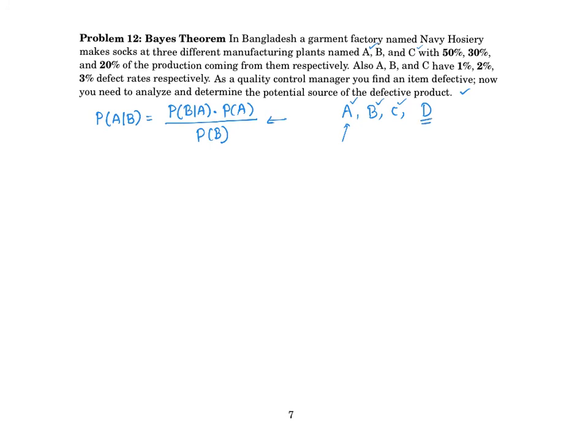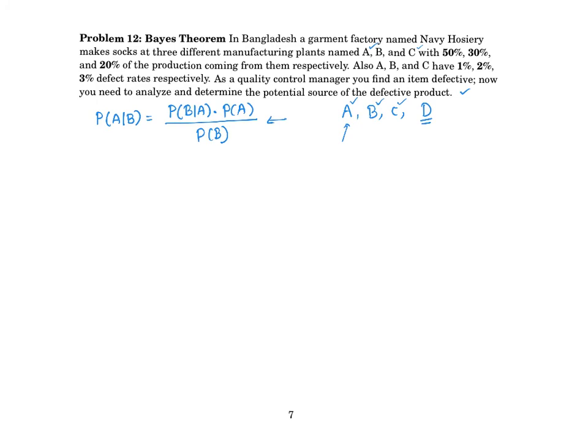And D is the event that you randomly select an item, it is defective. Okay, so these are the events. So as a quality control manager, you pick one item randomly, let's say, and you find that it is defective. What are the chances that it came from each of these individual plants? Of course, the probability that it came from one of those 3 is 100%, right?